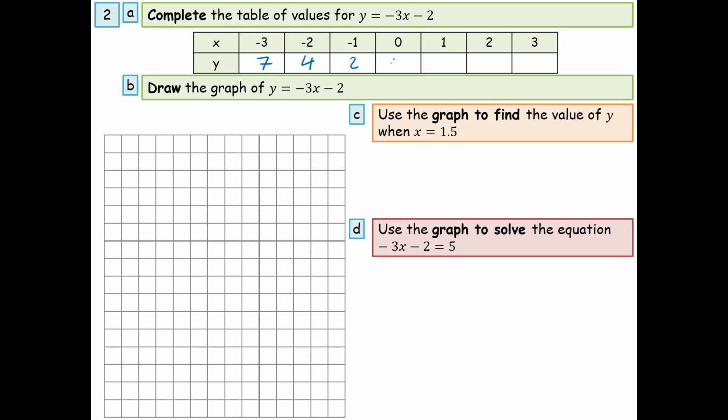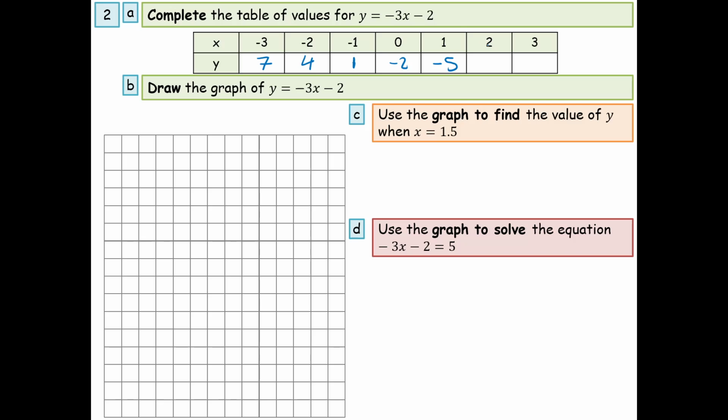is minus 2. I made a mistake here, so let's just cross that out for a second. Let's actually rub it out because it is a mistake. It could be easily done. So it's minus 3 times minus 1 is 3. Take away 2 is 1. It should be 1. Okay, so let's go ahead and correct the rest. Minus 3 times 1 is minus 3. Take away 2 is minus 5.